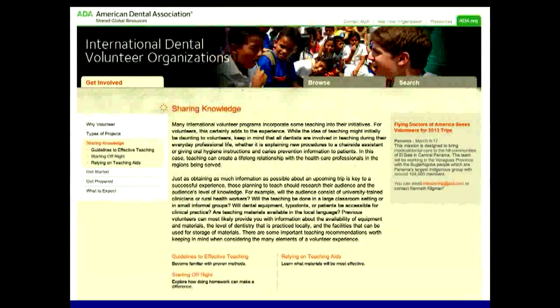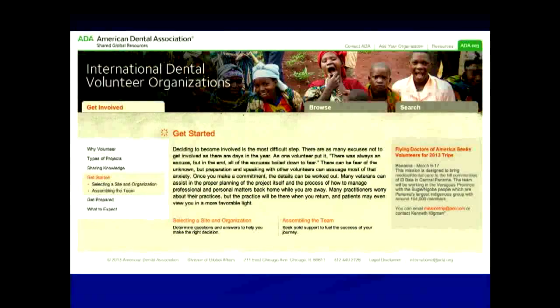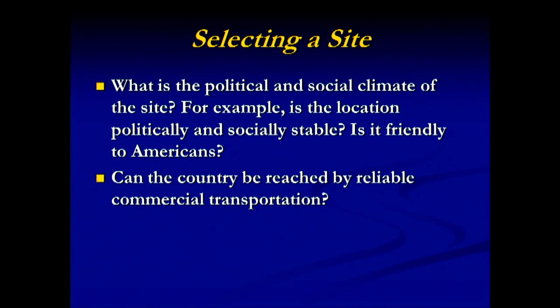Sharing knowledge, we talked about this. We'll just go through this quickly. And then also how to get started, which is kind of where we are now. So, selecting the site. What's the political and social climate?